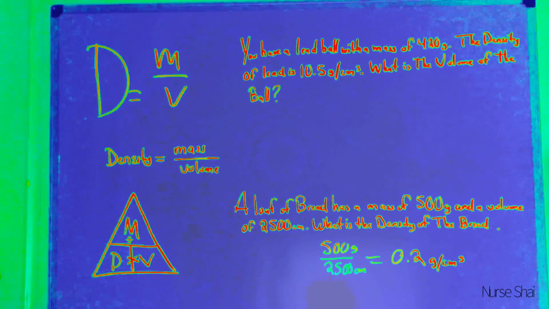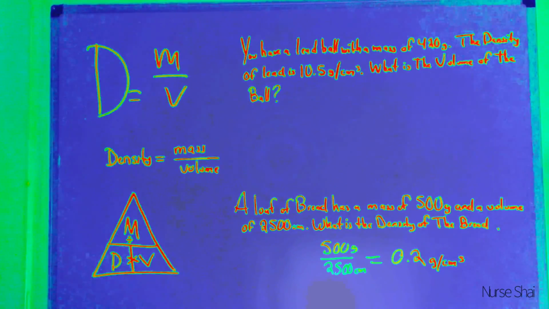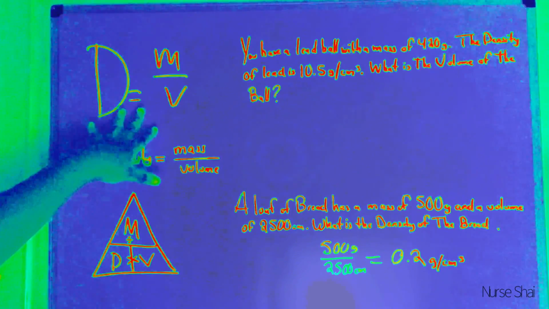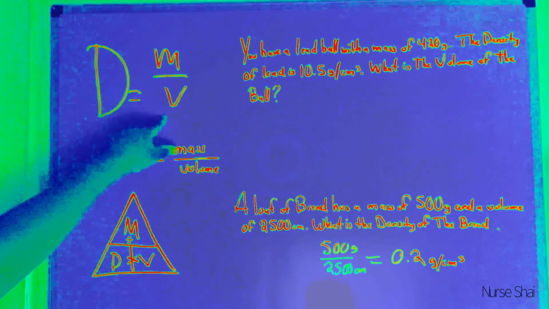We don't want to even miss one question on this test, because every little penny, every little question counts. So let's get to it. Now this is the traditional formula of density, which is D equals mass over volume.